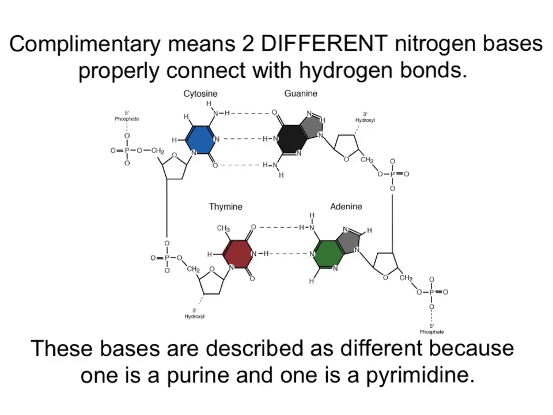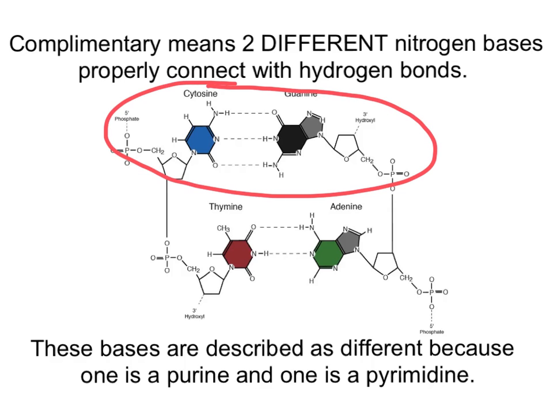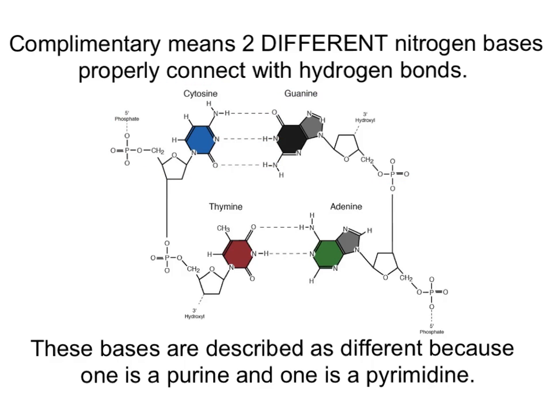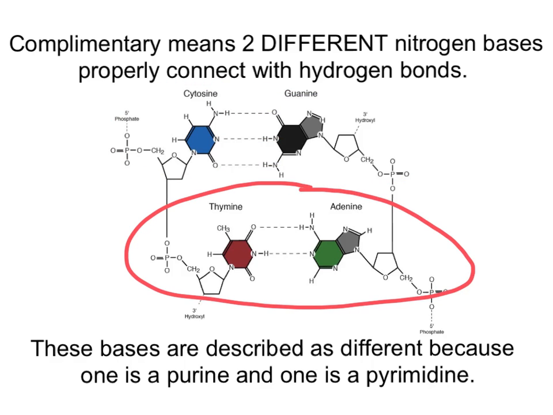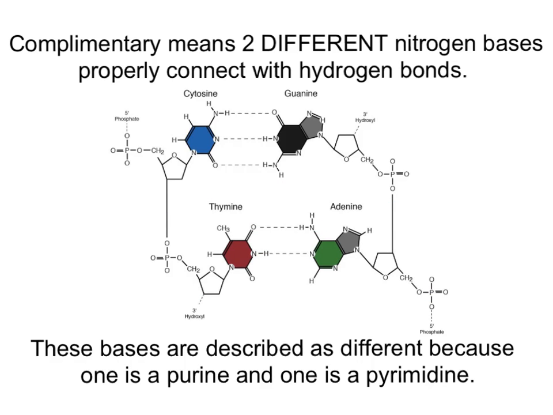The top base pair connects cytosine to guanine, using only 3 hydrogen bonds. The bottom base pair connects thymine to adenine using 2 hydrogen bonds. So you can see that the bases that are complementary are different in that one is a purine and the other one is a pyrimidine.